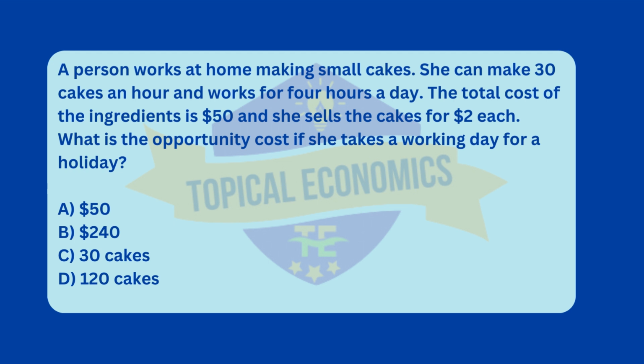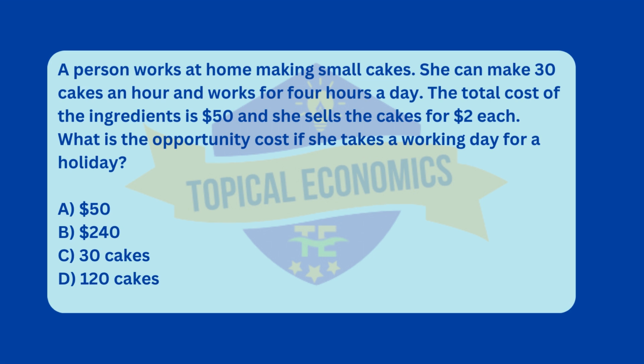She makes 30 cakes per hour. She works for 4 hours a day. So, in a working day, she can make 30 cakes per hour times 4 hours equals 120 cakes. Now, by not working for a day, she gives up the opportunity to make 120 cakes. So, the opportunity cost is the 120 cakes she could have made and sold if she had worked.